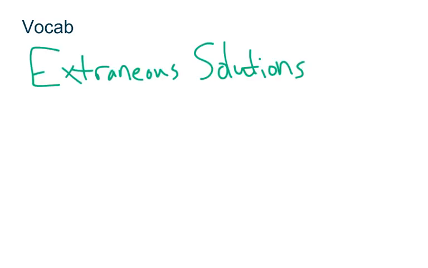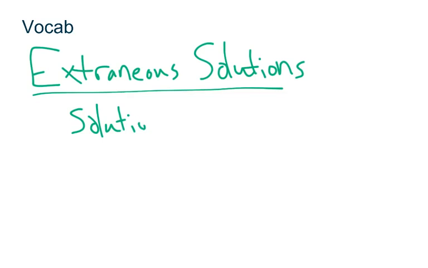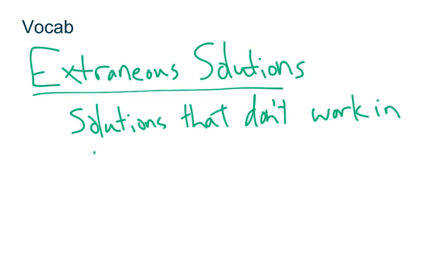So let's first of all talk about some vocab. What's going to happen is we're going to run into some extra answers. And the fancy phrase for that is extraneous solutions. What these are, they are solutions that you're going to get, but don't work when you put them in the original equation.